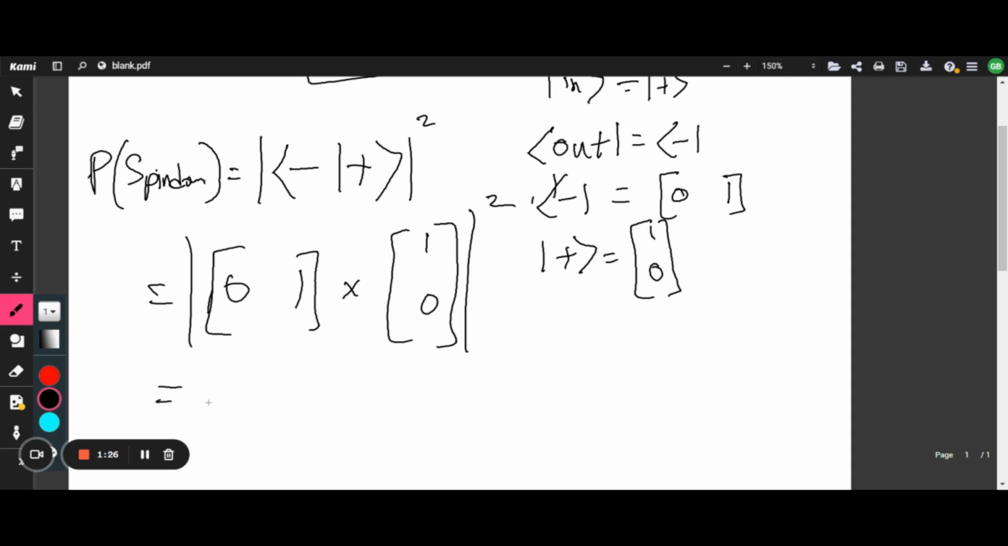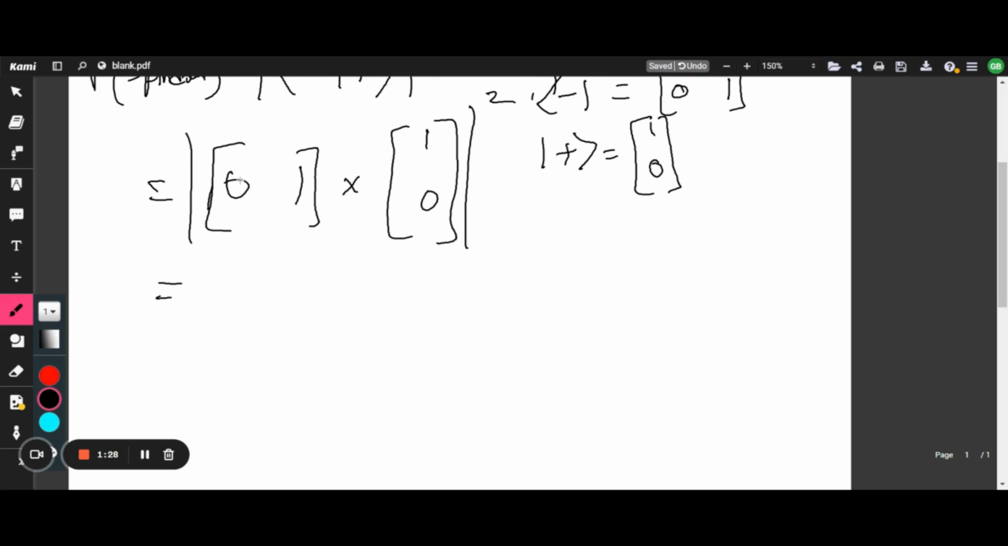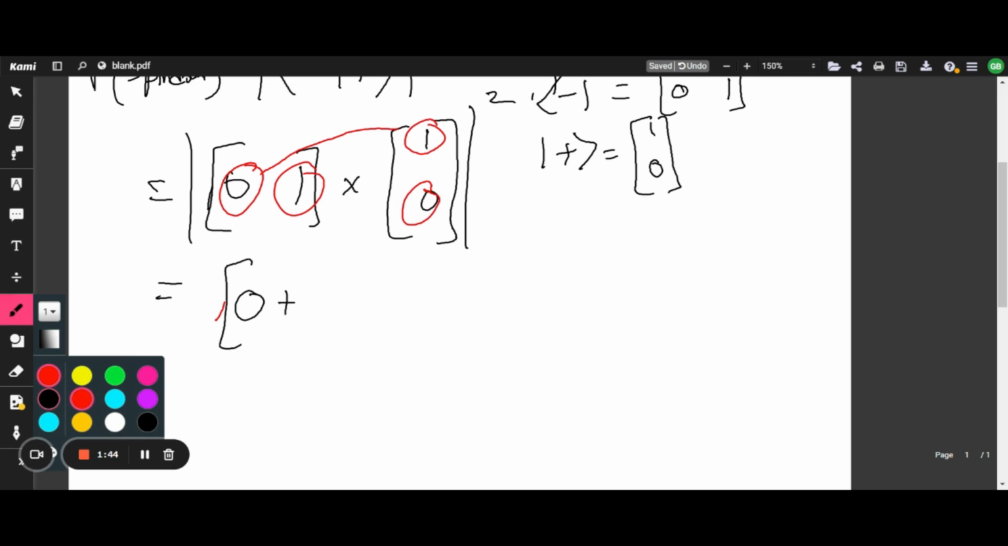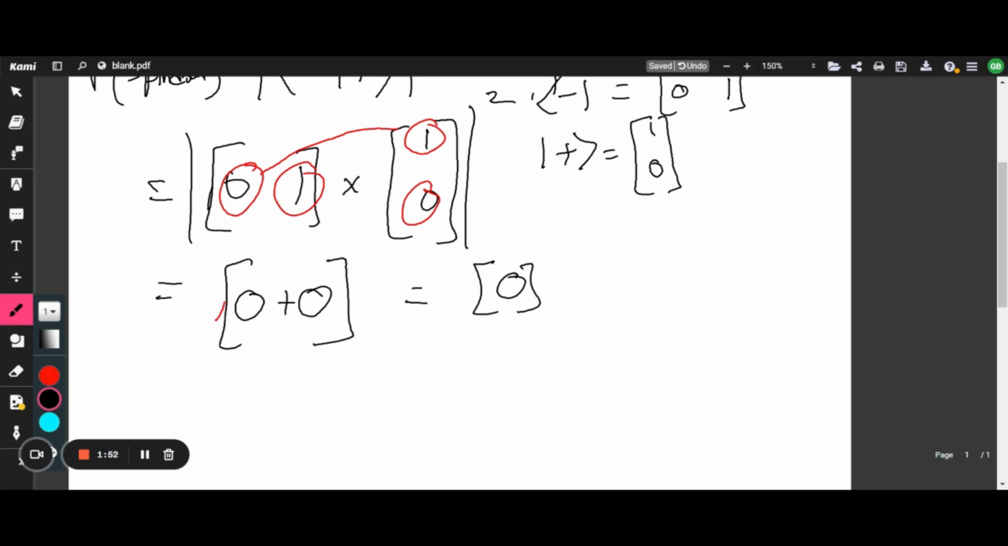Continuing, using matrix multiplication, 0 multiplied with 1, leaving us with 0, plus 1 multiplied with 0, leaving us with 0 again. Adding the two quantities, we get 0 plus 0 equals 0. And as 0 squared is also 0, the probability of finding a particle spin down is 0.